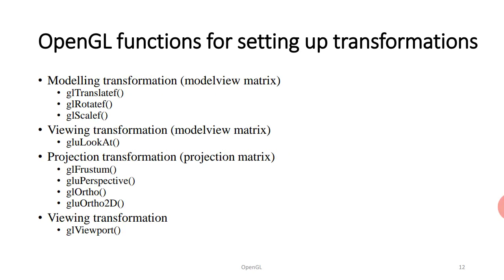OpenGL functions for setting up transformations are available, like model transformation, which provides translate, rotate and scale operations. Then for viewing transformation, the gluLookAt function is available. Projection transformation can be done using the 4 functions shown here, and viewport transformation can be performed using the function glViewport.